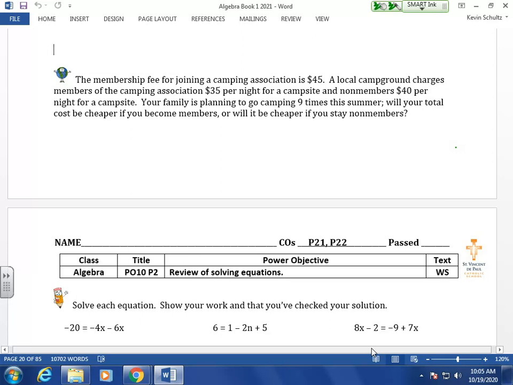But we'll start here. Here's a situation of variables on both sides in the real world, right? The membership fee for joining a camping association is $45. A local campground charges members of the camping association $35 per night and non-members $40 per night for a campsite. So the deal is here, okay, you pay a membership fee, but then your rate per night is cheaper than if you had not paid the membership fee, okay?